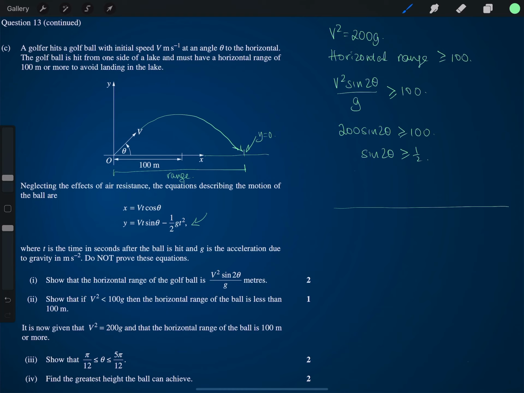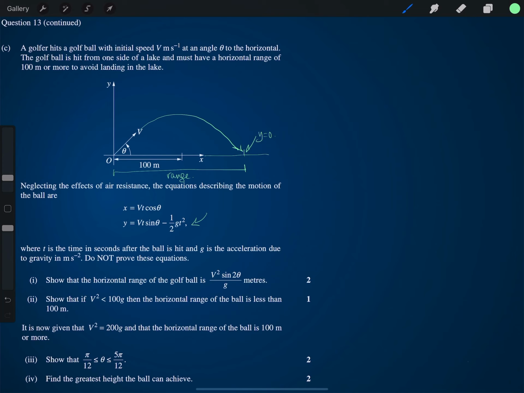Now, if you think about the way the sine curve looks, if you've got sine 2 theta is greater than or equal to a half, then sine is going to be a half when the angle is pi on 6 or 5 pi on 6 and so on. And so we know that between those two angles, we're going to have values for sine 2 theta that are greater than or equal to a half. And so we've got pi on 6 is less than or equal to 2 theta, less than or equal to 5 pi on 6, then pi on 12 is less than or equal to theta is less than or equal to 5 pi on 12.